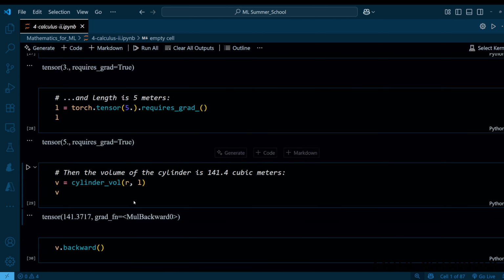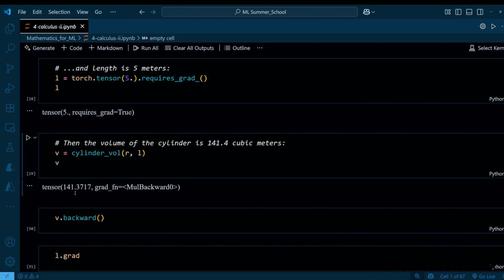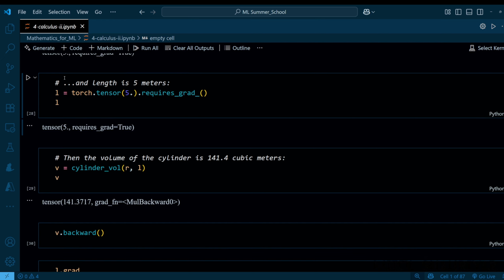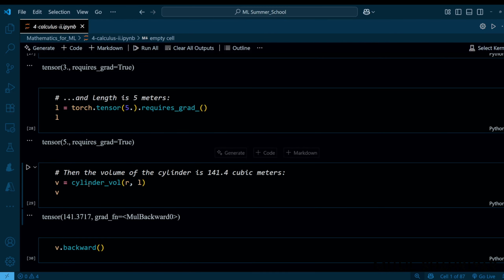Then we say V, the volume, equals the cylinder volume of r, L, where r is 3 and L is 5. Using 3 and 5, we get some volume, obviously pi r square L, since we know the value of pi. Now, we have V equal to pi r square L, and we also know the value of V. We say, do dV by both dr and dL. That means find the differentiation.